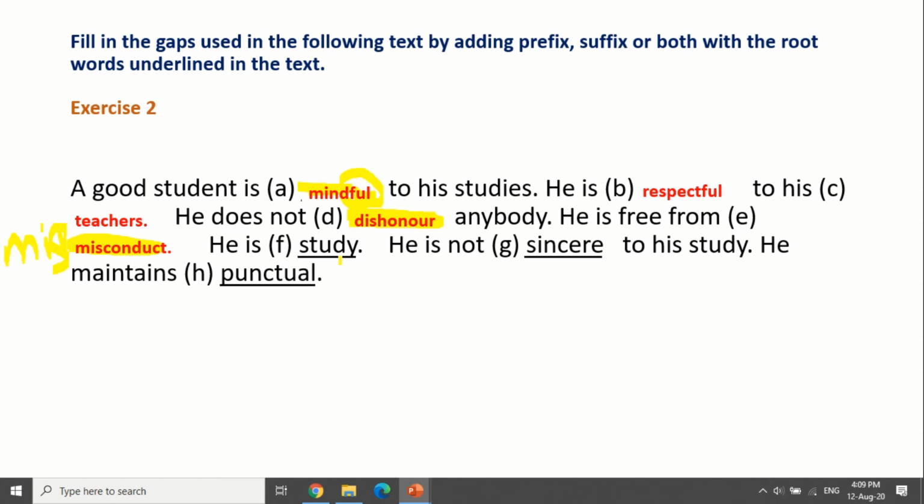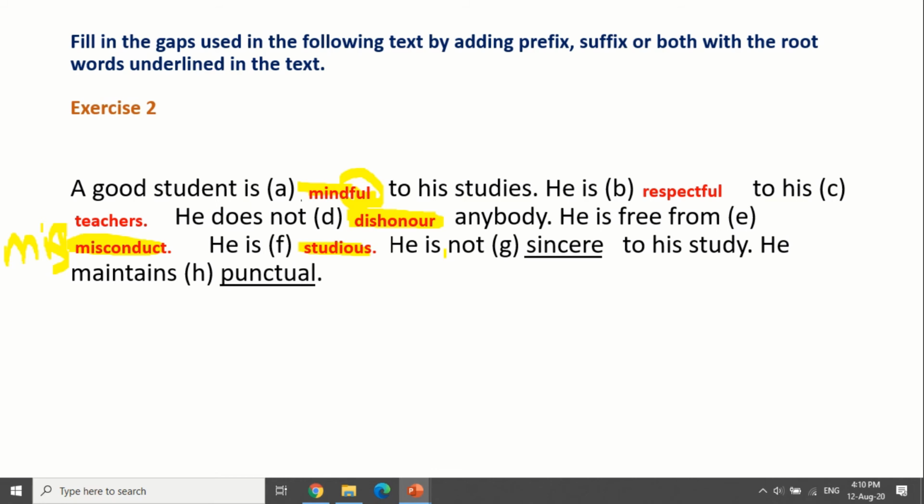No, this sentence isn't correct. So we have to convert the verb into an adjective. He is studious. Okay, the adjective form of the word study is studious. He is studious. He is not sincere to his study. So do you think a good student is not sincere to his study? No, a good student is always sincere to his study.